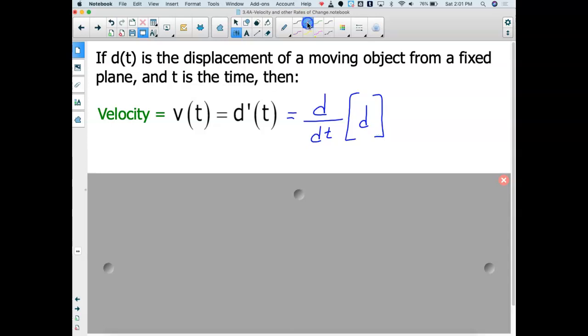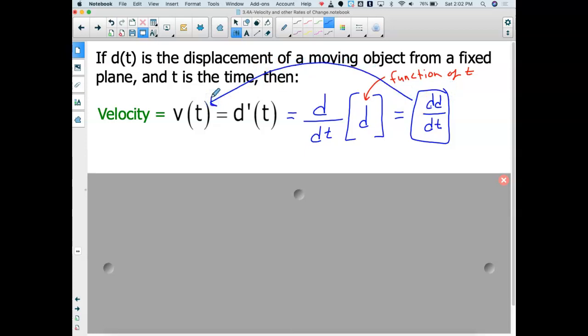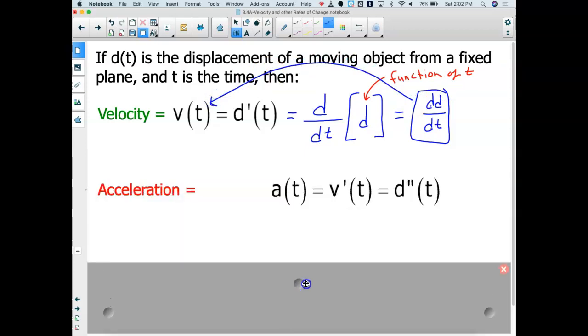And the way I'm writing it here is, please remember, that is a function of t. Okay? So when I'm doing this, v of t is d prime of t, which also could be called the derivative in terms of t of d, which in differentials we call dd dt. The derivative of displacement with respect to the derivative of time, dd dt, which we can call v of t, okay? And they just keep cruising along.